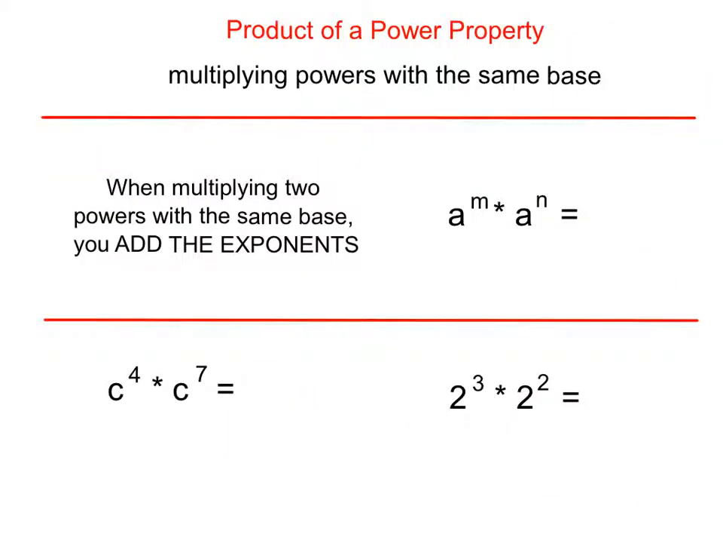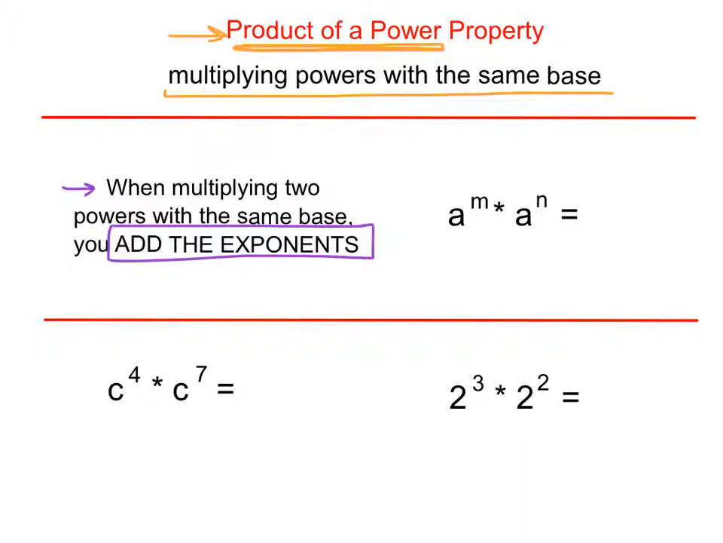Our first property today is called the product of a power property. And so if we think about what that means, product is multiplication, and we have a power. So really what we do is we multiply powers with the same base. And so a definition is when multiplying 2 powers with the same base, we are going to add the exponents.